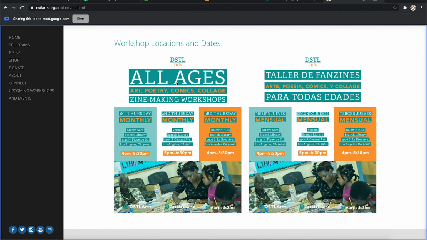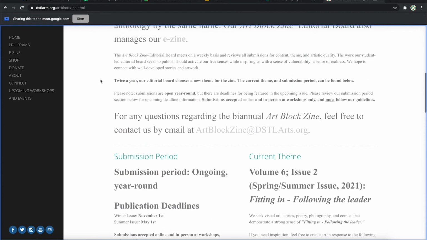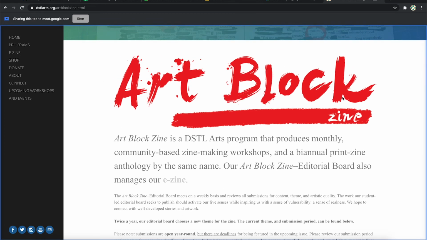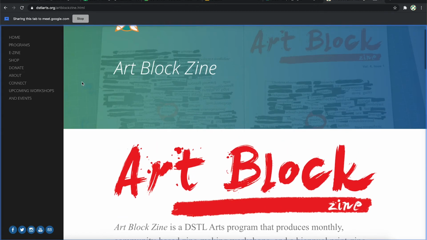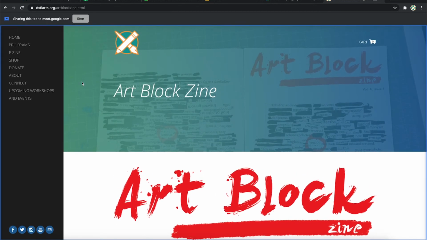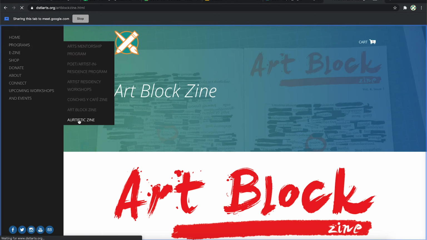Here's an example of the flyers that I created a while back for the zine making workshops. The colors are the same. They're the DSTL Arts colors. And that plays off a little bit with what Art Block does, in that the green and the red go together. But overall, everything is about maintaining a particular image, right?